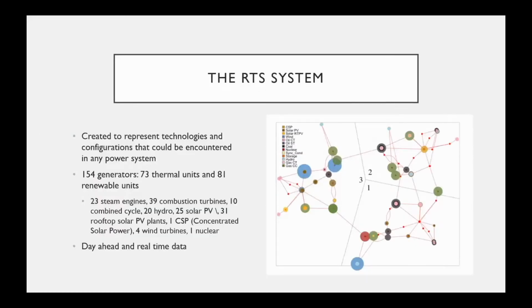For the purposes of this thesis, I used the Reliability Test System, or RTS, which is just a synthetic grid that covers a geographical region from about Los Angeles to Las Vegas, so about 250 by 250 miles, and it has this combination of generators in it. It also provides day-ahead and real-time data forecasts, which I used throughout the project.